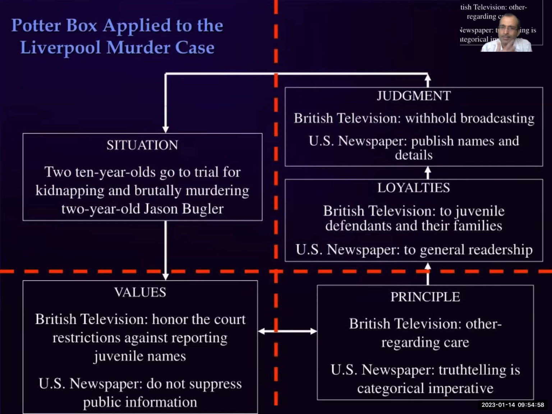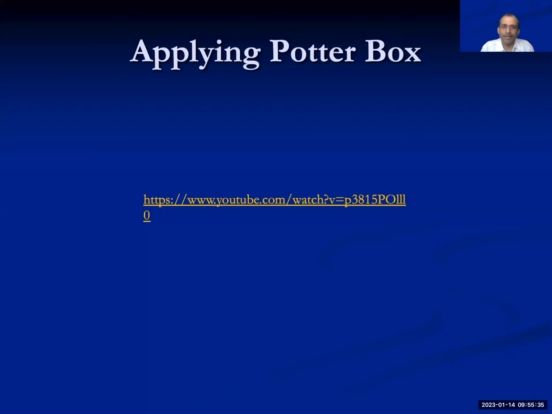And loyalties, British television, juveniles, defendants and their families, they are more loyal to those victims' family. US newspapers were just caring about the readers' general understanding and general readership. They didn't care about the other things. And judgment, British television withheld broadcasting the pictures of these 2 boys, and US newspapers publish names and details and everything of these 2 boys, those who are the perpetrators. So these are the 2 different value systems. And these value systems are working in a different way in a different situation.